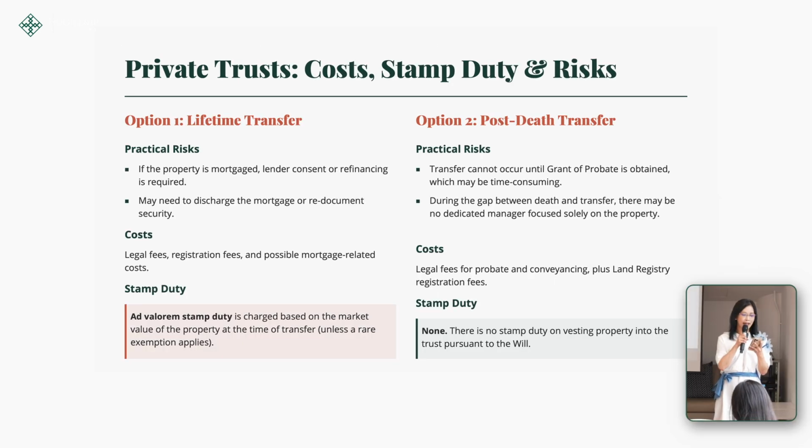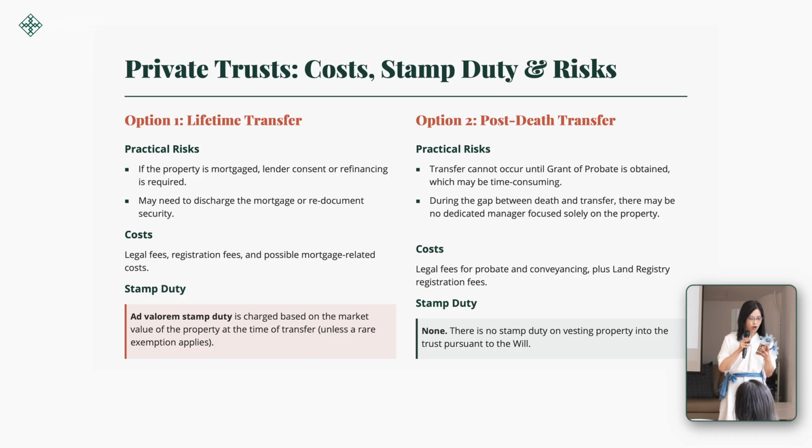So of course, no planning is without trade-offs. We will have to understand some of the trade-offs as well. When transferring real property, essentially there are two options you can choose. One is lifetime transfer. The other one is post-death transfer.